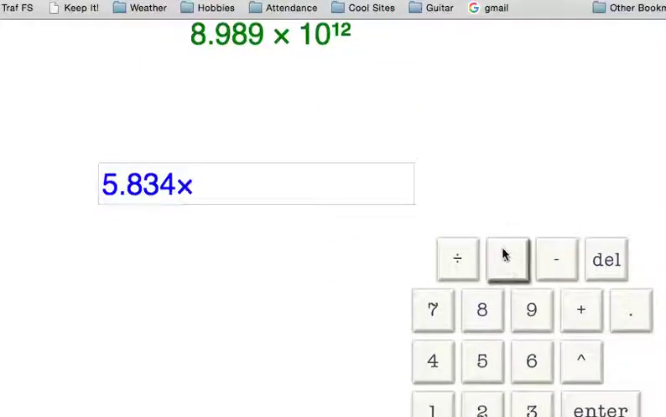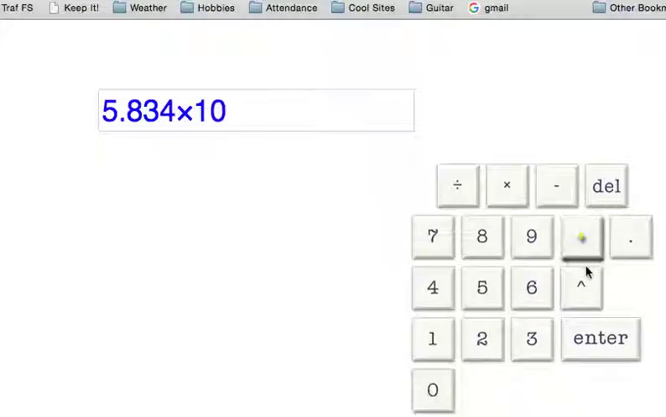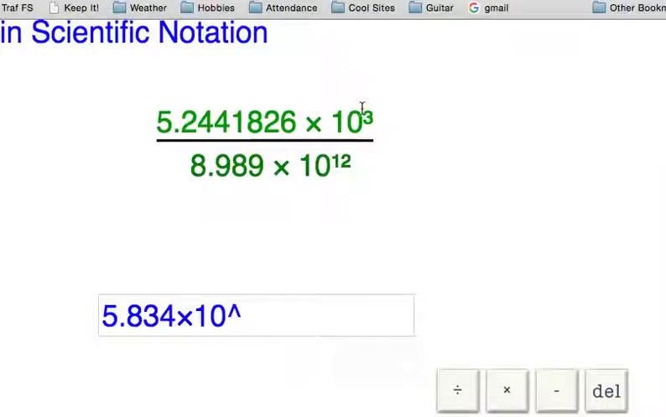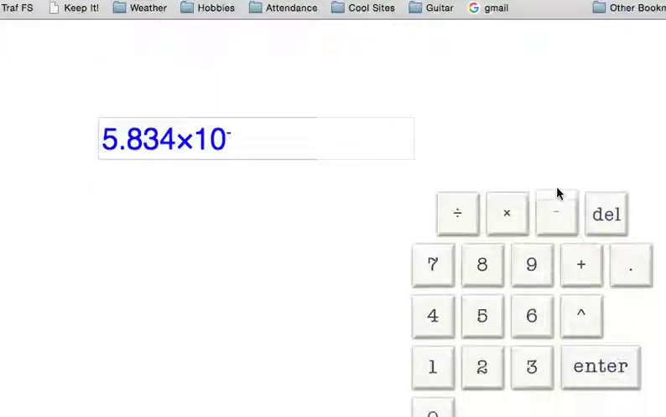So times 10 to the power of, we have 3 take away 12, which is negative 9. And then we want to put the negative 1 on that. So we're subtracting 1 from negative 9, which is negative 10. To the power of negative 10.